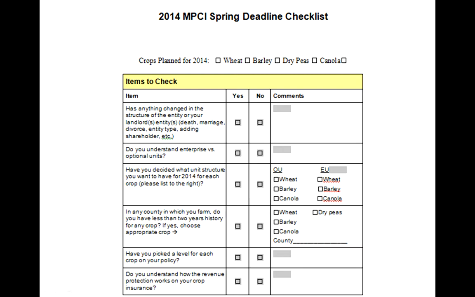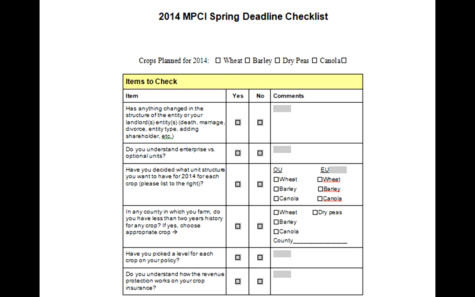Has anything changed in your entity structure? We need to know if you're adding or removing a share in your corporation or partnership, if someone died and now it's changing to an estate, or if any of your landlords died that you're actually doing the crop insurance for. Please let us know, not only on your policy, but on all those other entities that you're signing off on as well.